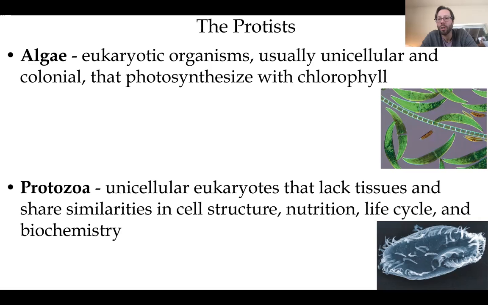So now we're going to shift gears and talk about what are classified as protists. Protists are going to be the algae and the protozoa. Algae, unicellular. They can be in colonies, right? So when you see a bunch of them together, it looks like a film on the surface of water, but really that is not just one big plant, right? Because they're not plants at all.